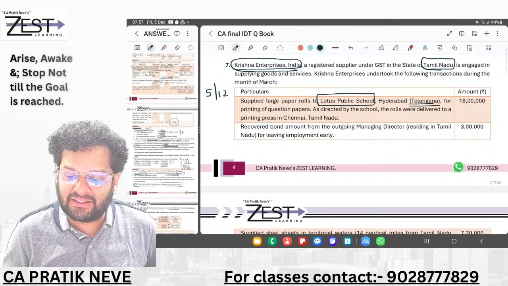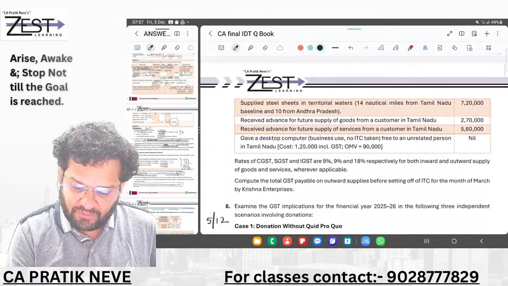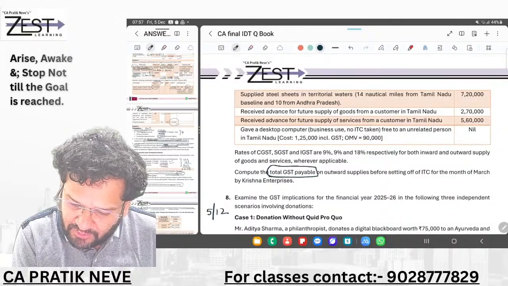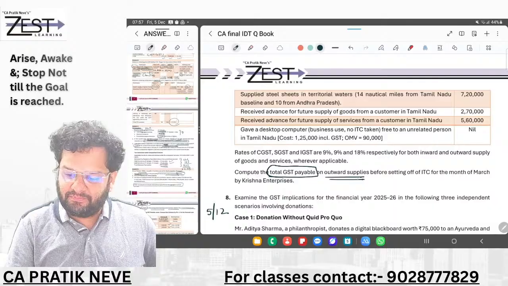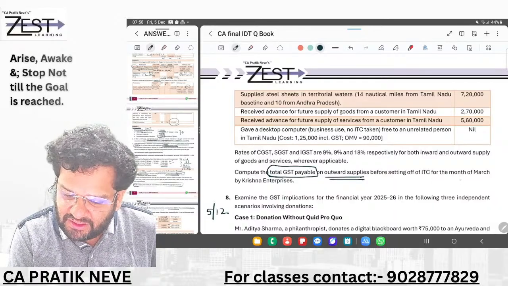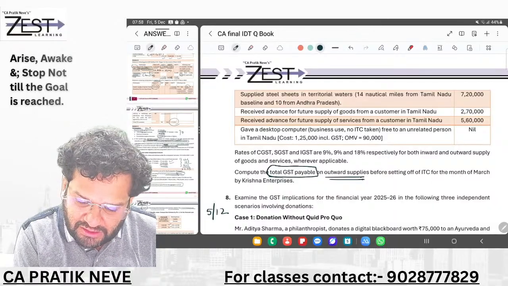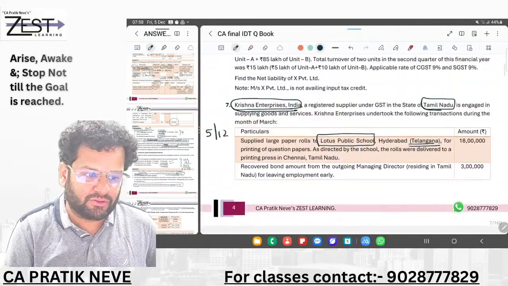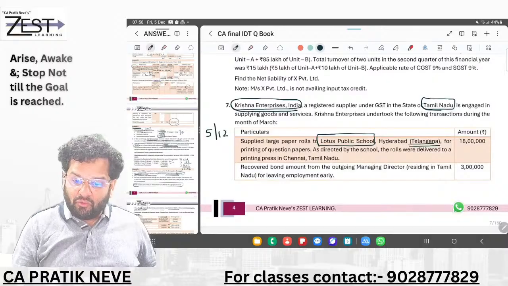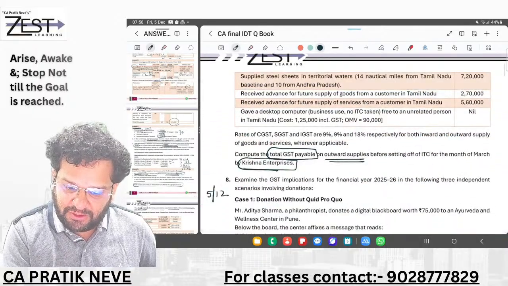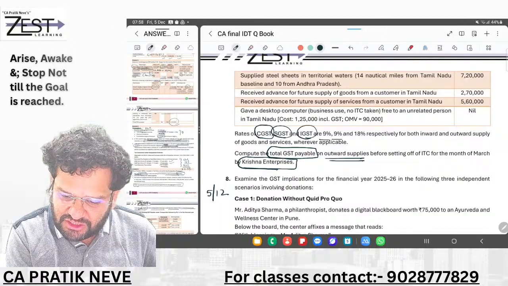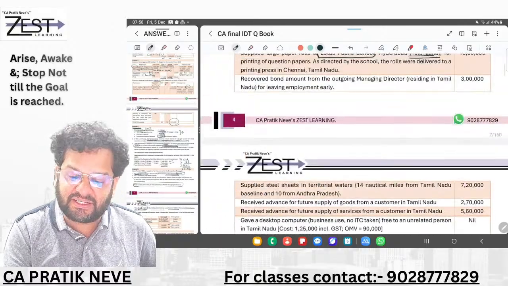But first, let's see what is the question asked. Question asked is total GST payable on outward supplies before setting off of ITC for the month of March by Krishna Enterprises. Okay, very good. So now understand which GST will be chargeable, because you have to calculate CGST, SGST, IGST separately.